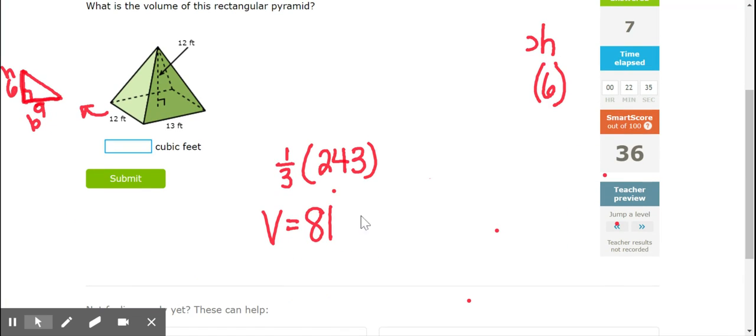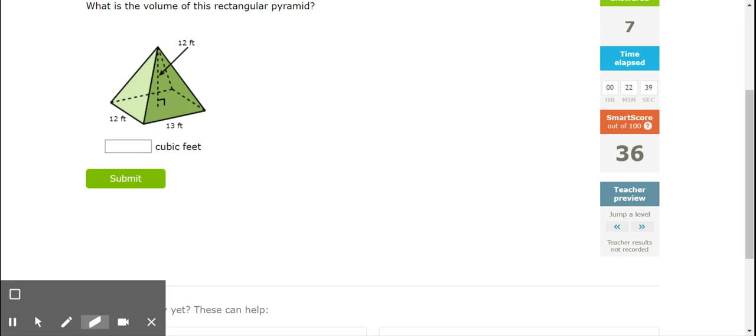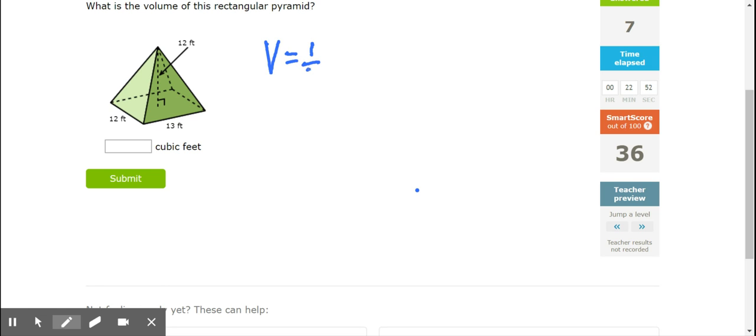Okay, another pyramid. We should be good at pyramids by now, but I'm going to do another one. Okay. Volume, let's change the color up. Volume of a pyramid is volume equals 1/3 times capital B times H. Okay, let's look at my base.